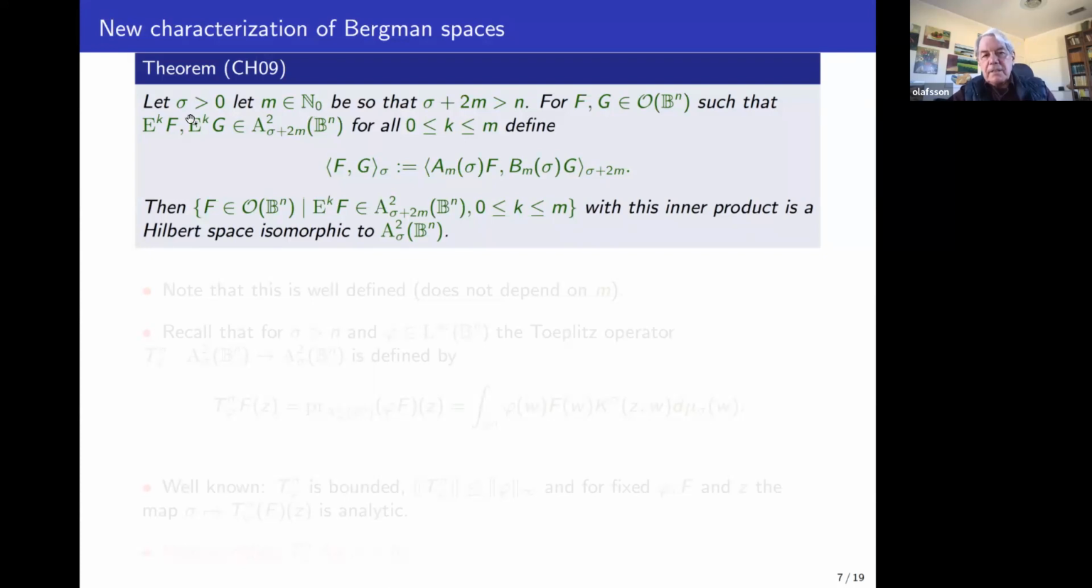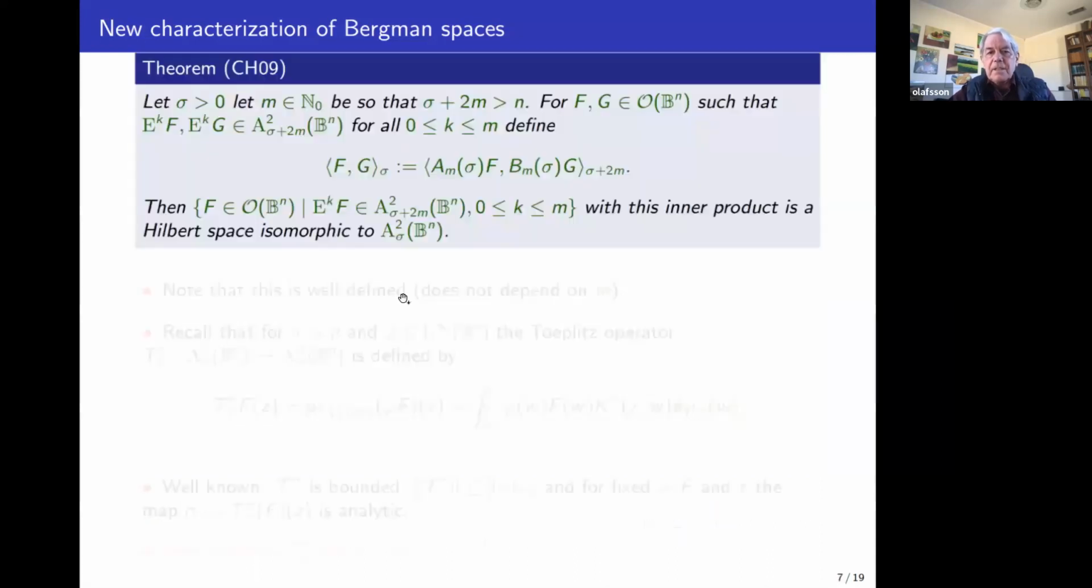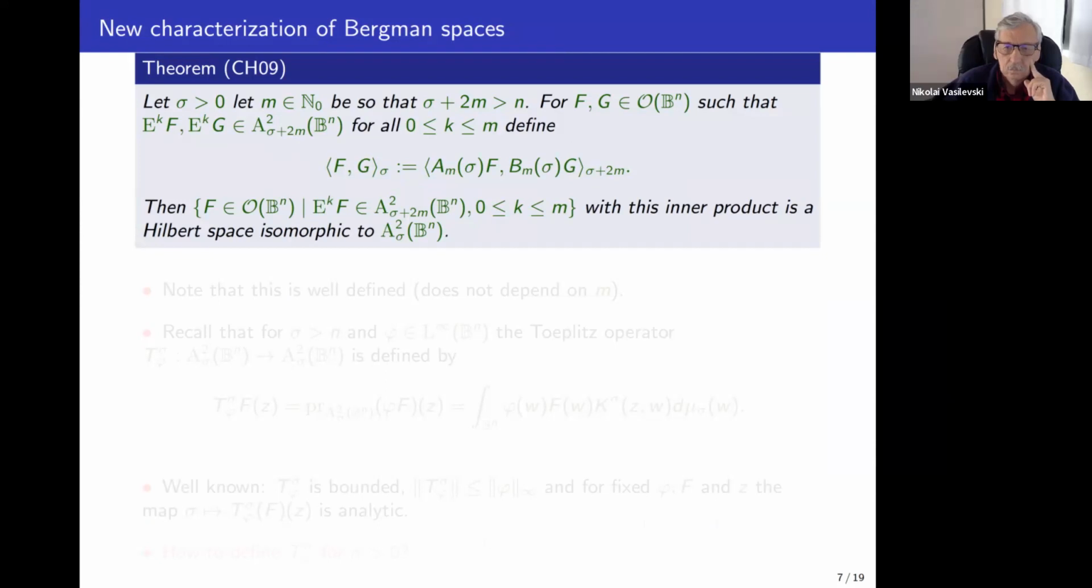Okay, you take any sigma which is positive, and because of this moving up, the idea is just to move the sigma so that this sigma plus 2m is greater than n. Then the left-hand side is well defined. Okay, and that is what we do. We take a holomorphic function such that the derivatives are always in the Bergman space, and then we define the inner product this way. Because we know if sigma is big enough, this is the good old inner product.